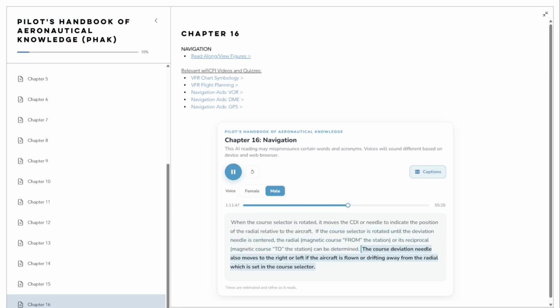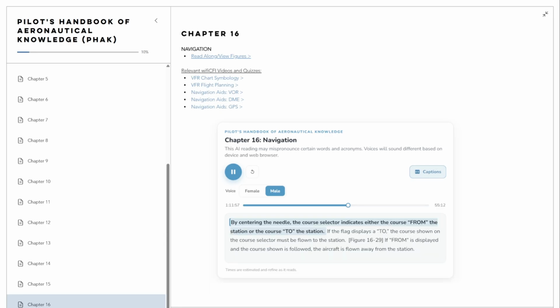The course deviation needle also moves to the right or left if the aircraft is flown or drifting away from the radial which is set in the course selector. By centering the needle, the course selector indicates either the course FROM the station or the course TO the station.